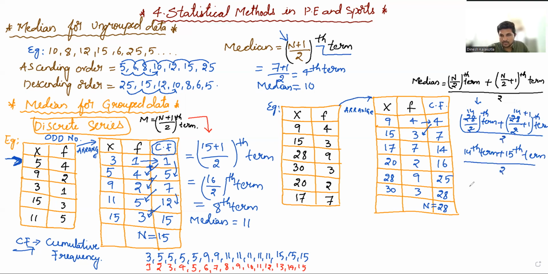by 2. Okay, so ఇప్పుడు మనం ఏం చేస్తున్నామంటే 14th term ఇక్కడ క్యూములేటివ్ ఫ్రీక్వెన్సీ చూసుకుంటే 14 డైరెక్ట్ ఉంది ఇక్కడ. So 14th position లో ఏముంది? 17 ఉంది. Right, and 15th position లో అంటే 14 తర్వాత 16 వరకు ఏముంది? 20 ఉంది. So 20/2. Right, so this is 37/2 which is nothing but 18.5.